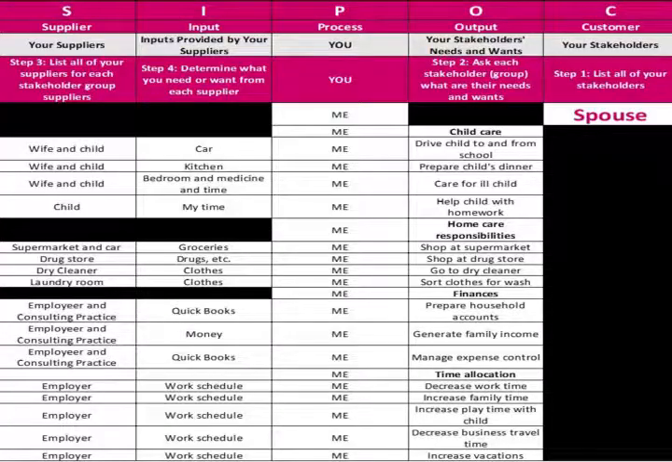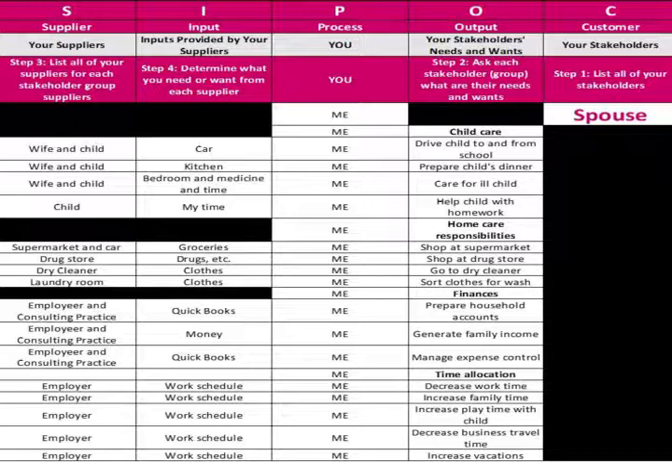So, taking a look at the next SIPOC analysis, this is my spouse, and it was interesting when I did this. I said to my wife in step 2, what needs and wants do you have for me? And immediately she listed out 17 things, and you can see the 17 things listed out there. All right. And I couldn't believe it. 17 things. So I kind of put them into clumps.